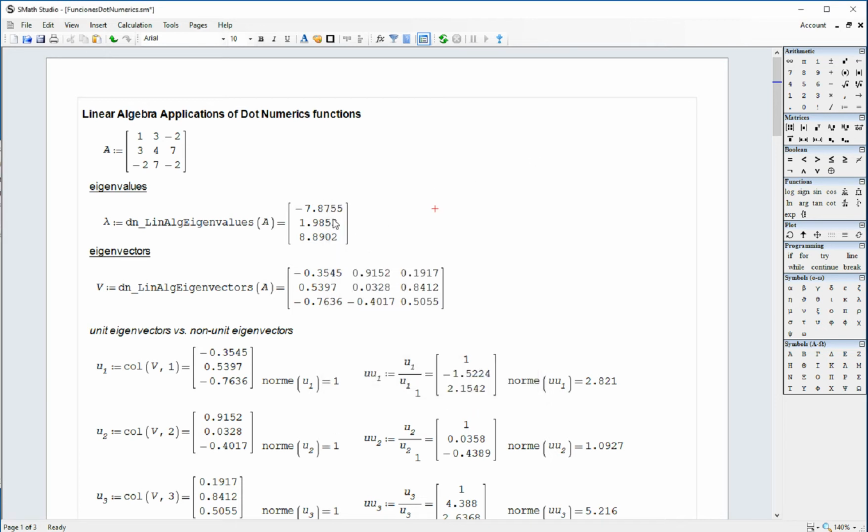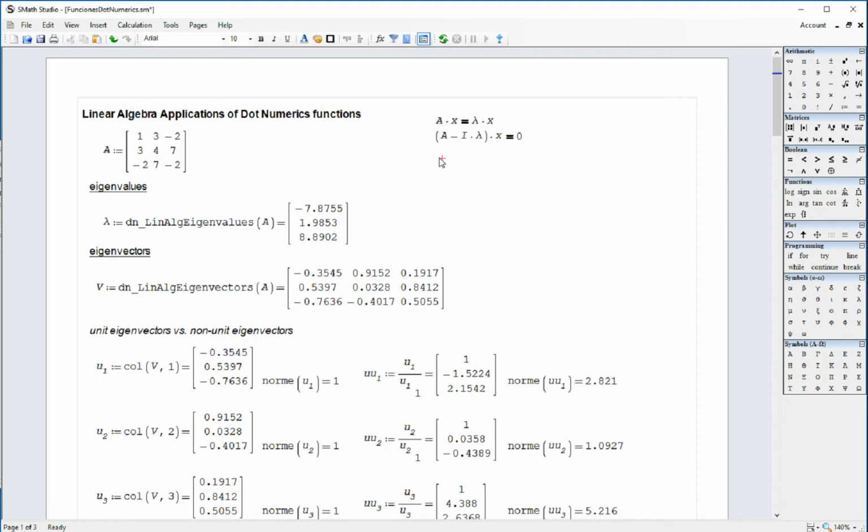The eigenvalue function will give you the values of the eigenvalues of a matrix. If you recall, the eigenvalues result from the following matrix equation, where the values of lambda are called the eigenvalues, and the values of x are called the eigenvectors. This equation can be rewritten if we move the right-hand side to the left-hand side in this way. And this is non-trivial if this determinant is equal to 0.